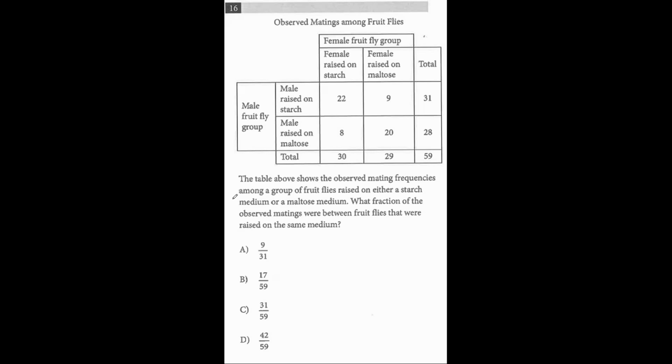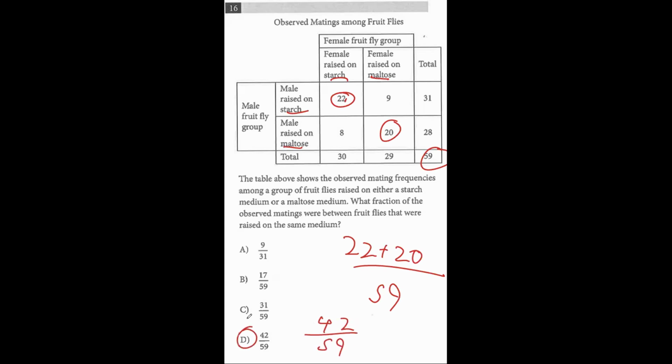Okay, so for question 16, what fraction of the remaining were between fruit flies that were raised on the same medium? So basically, same medium. So this is maltose, maltose, so that's 20, and starch, starch, that's 22. So 22 plus 20 over the total, which is 59. So that would be 42 over 59, which is answer choice D, 42 over 59.